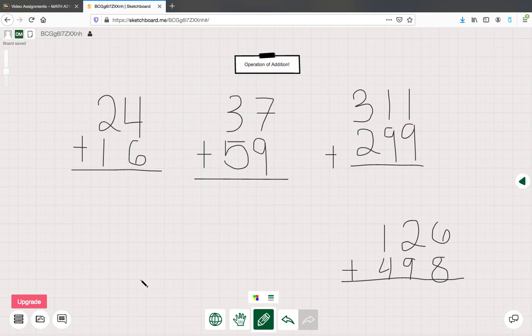Okay, class, today we are going to be talking about the operation of addition. We are going to start off with this equation over here, and it states 24 plus 16. So what we're going to do first is divide these two columns so you can see. We're going to draw a line from the top all the way down.